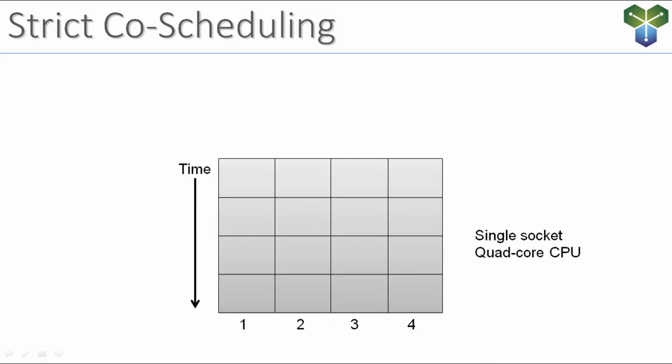And so with strict co-scheduling, in this diagram, we have an ESXi host. And the ESXi host has 4 processor cores. Right, so that's what we're seeing here is an ESXi host with 4 processor cores. And so here at the bottom of the screen, we see we've got 1, 2, 3, 4. Those are my 4 processor cores. I have a single socket quad core CPU. So any VMs that run on this host are going to share these 4 processor cores.